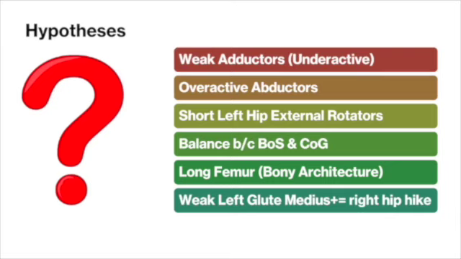Here are some hypotheses for the faults listed above. The main ones I want to focus on are the weak adductors, which would make sense if my knees are caving outwards. The abductors are more overactive in this case. And for the weak left glute medius, this would make sense. Due to the right hip hike, my body would be leaning on my left side, which would compensate for having the weak left glute medius.